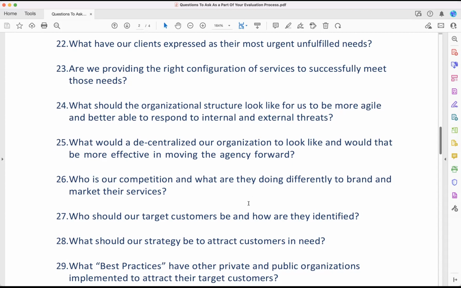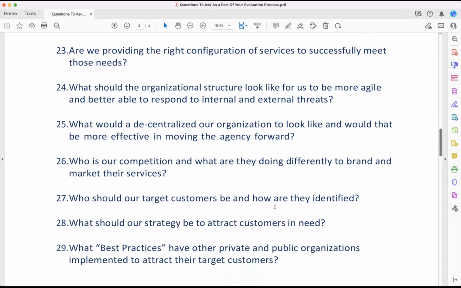And then what should your strategy be to attract customers in need? So your program participants who maybe need this really specific service that only you can do, make sure that you are going through and you're seeing what you can do as it pertains to community engagement and marketing and advertising, and that you're adequately resourced to do those things.